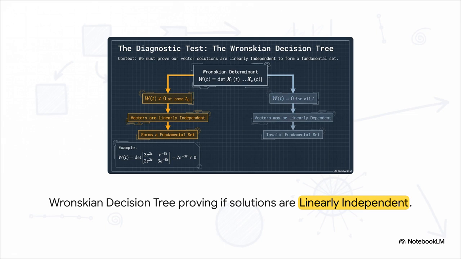We use a specific diagnostic tool called the Wronskian. Basically, we have to prove that our individual vector solutions are linearly independent. They can't just be copies of each other, right? So we plug our solutions into this Wronskian determinant. If the determinant, W of t, does not equal 0, boom, our solutions are independent. The diagnostic test passes, and we have a valid fundamental set. But if it equals 0, well, the system is essentially short-circuiting, and we've got to go back to the drawing board.